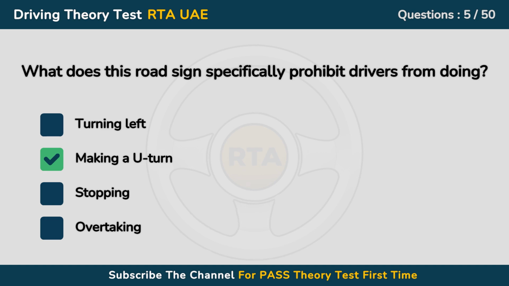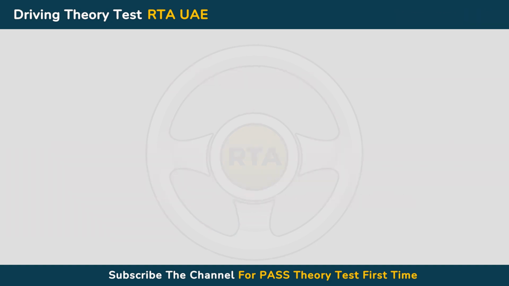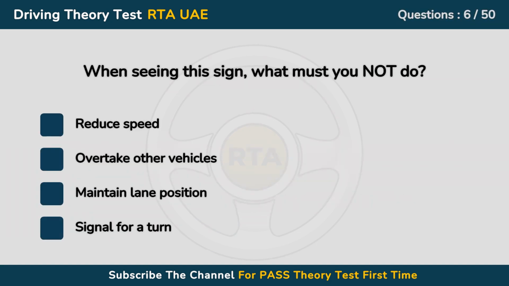Answer is B. Making a U-turn. This sign indicates no U-turn. Drivers are not allowed to reverse their direction of travel by turning 180 degrees at this specific location. Question 6. When seeing this sign, what must you not do?